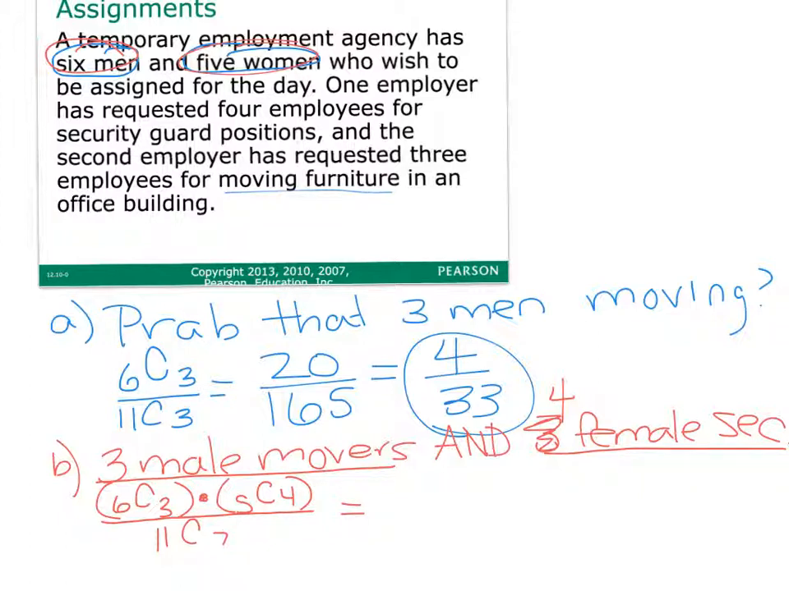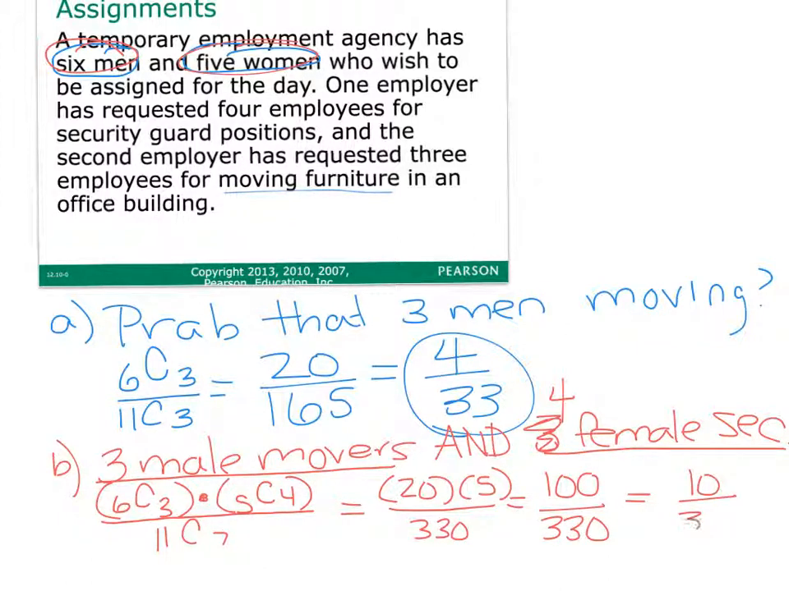Again, I would use my calculator to do the combinations for me. 6 combination 3 is 20. 5 combination 4 is 5. And 11 combination 7 is 330. Remember that you should multiply your numerator first before reducing your fraction. So 10 out of 33.